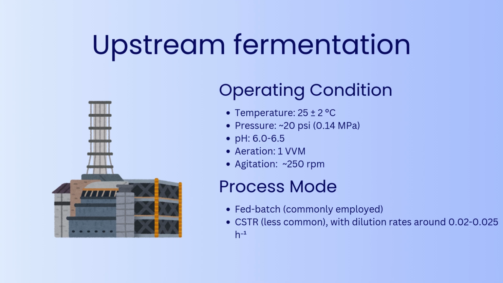The medium is constantly aerated and agitated at 1 ppm and 250 revolutions per minute. Making sure there is enough oxygen being supplied through aeration will minimize the mechanical damage to the immobilized cells. The upstream fermentation process is carried out in aerobic fed batch bioreactors in most of the cases, while sometimes they do use CSTR.